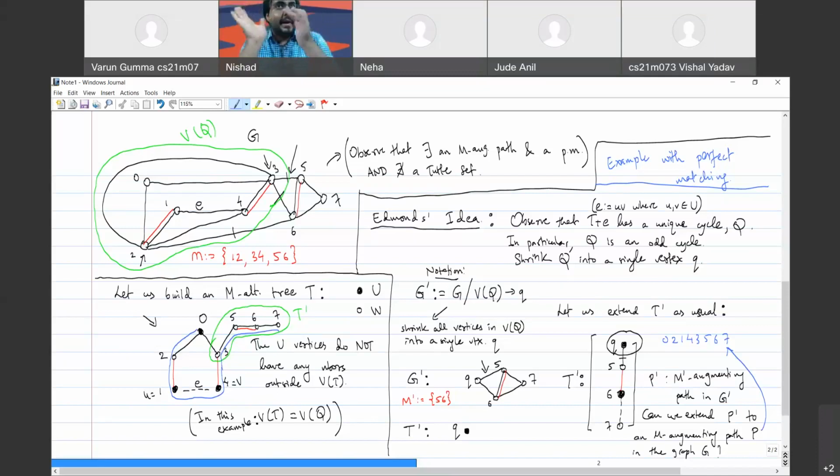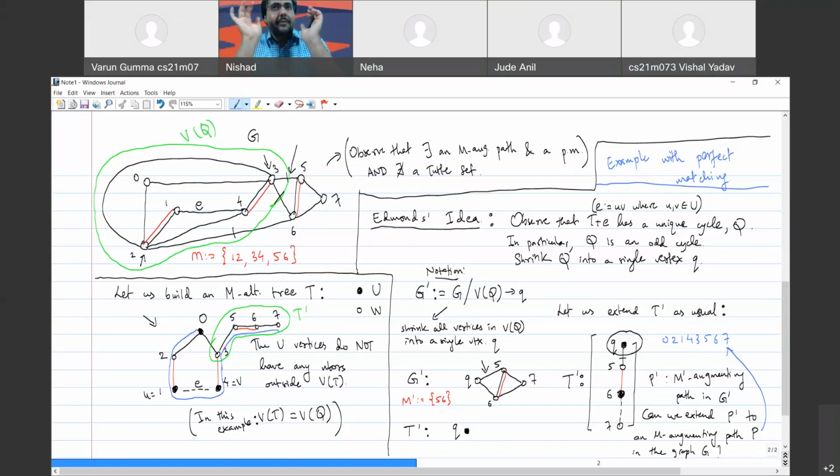So if we find an augmenting path, his question is, I don't know how to phrase it in a short way. The first question was about the placement of the M augmenting path P prime. It turns out that no matter where you place it, you will be able to traverse the odd cycle in one of the two ways to still get an augmenting path in the original graph. So we will prove that, right?